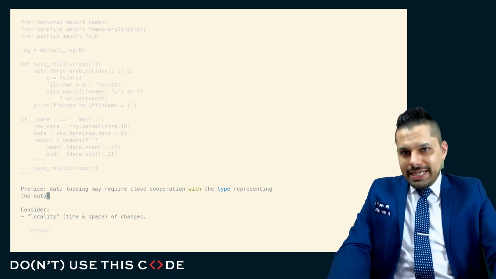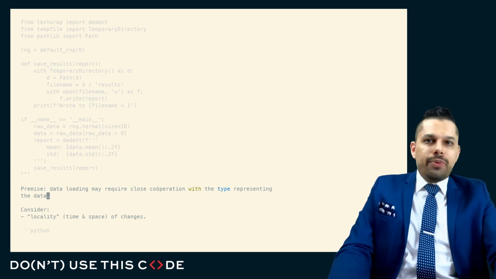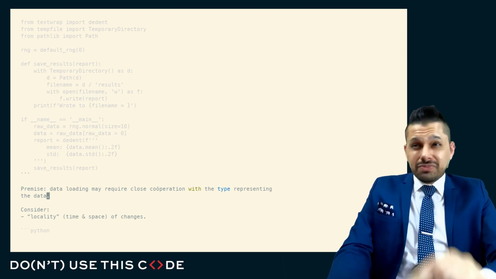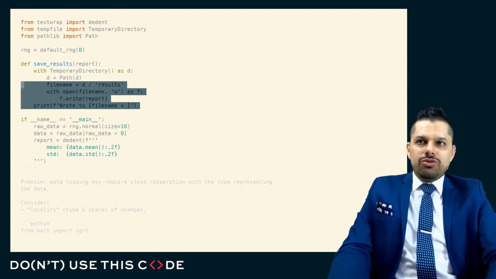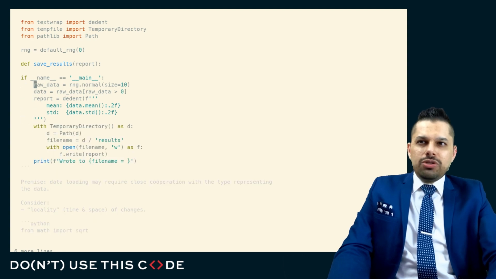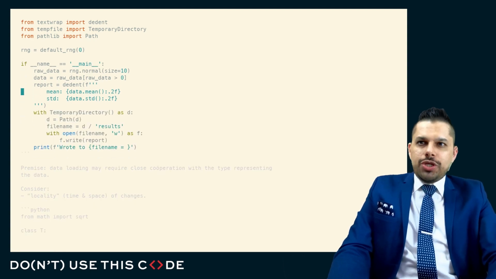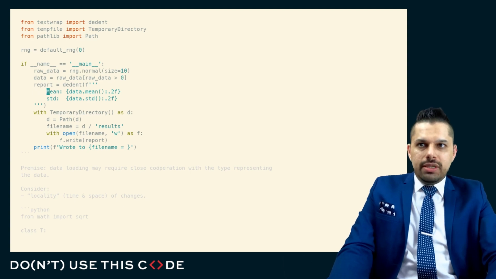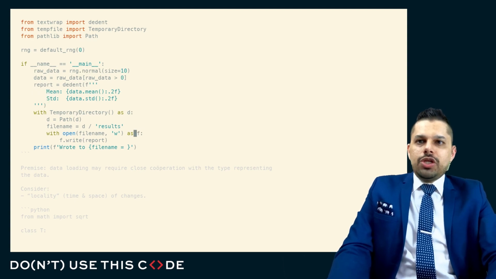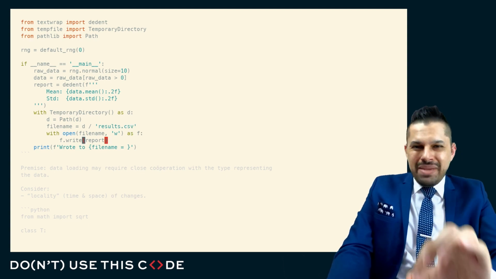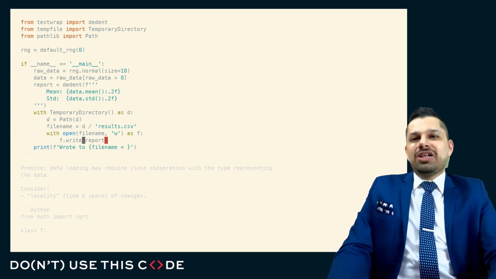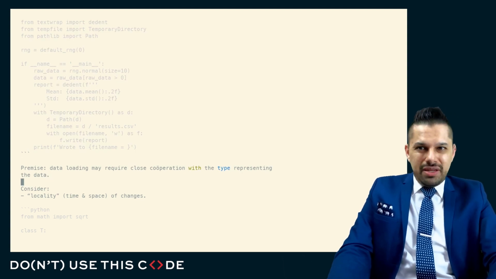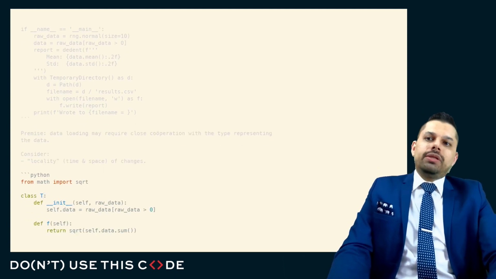Here's another premise. The data loading may require close cooperation with types representing the data. So, generally, my guidance is don't write your code like this. Write your code with anything that interacts with the outside world as superficial as possible so that you can make immediate targeted changes, change the way the report is written, change the name of the file, change the format of the file, and you can make those minimizing the amount of disruption and the amount of churn. You can make those very quickly. But the problem is the data loading may be closely associated in space to the underlying types that represent that data.